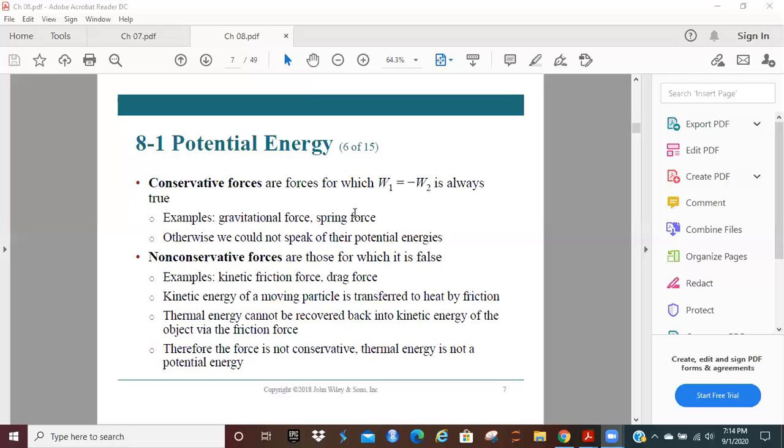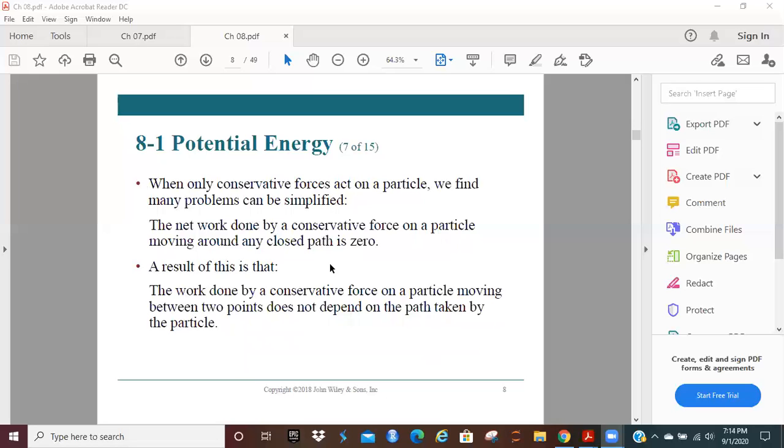There's the difference here between a conservative force and non-conservative force. A conservative force around a closed path is something we're going to be looking at here. When only conservative forces act on a particle, many problems can be simplified. The net work done by a conservative force on a particle moving around a closed path is going to be 0.